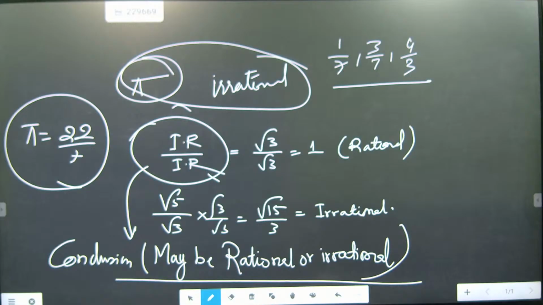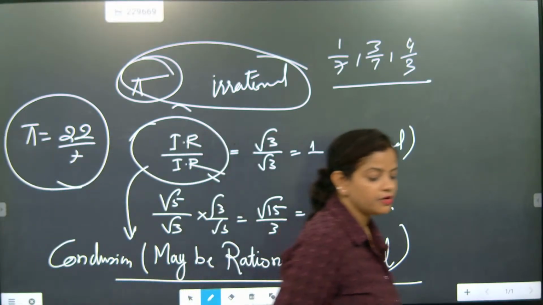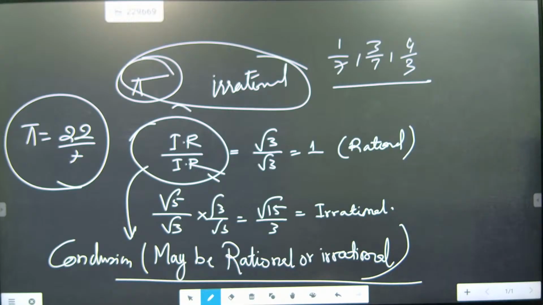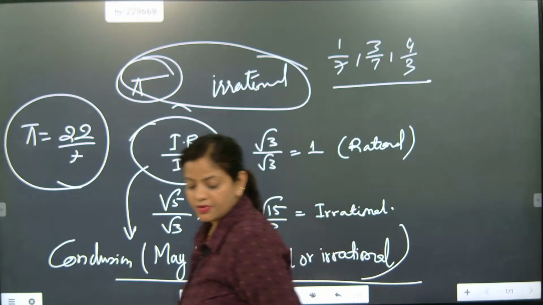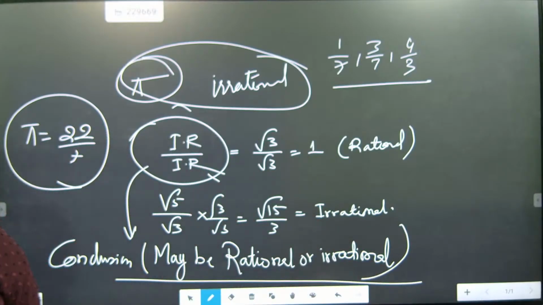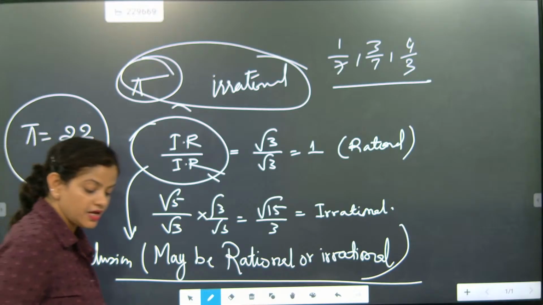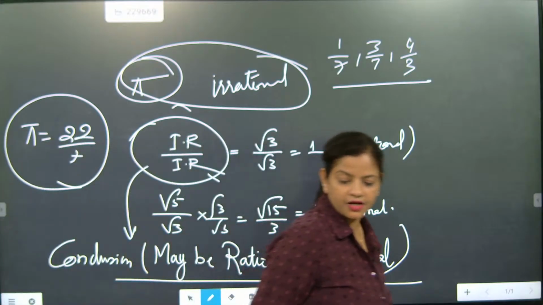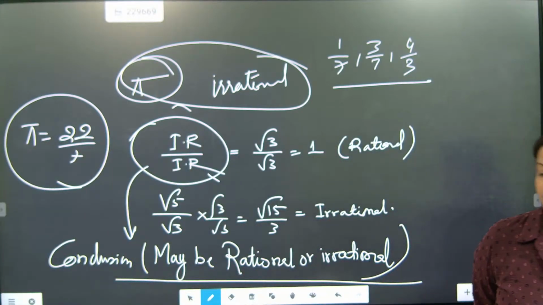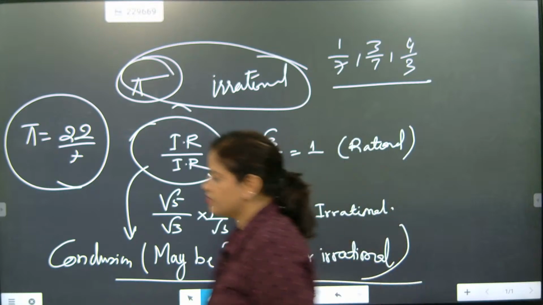How is the class? You're understanding nicely? This is called non-terminating. So write about pi. Pi is 22/7. It is non-terminating, non-repeating. So it is an irrational number. What is pi? Pi is an irrational number. I hope you got this point. Good. So now we will go for the next one.